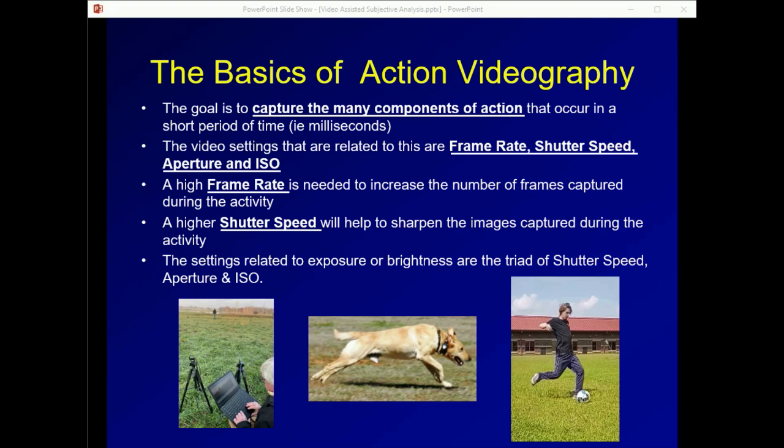A high frame rate is needed to increase the number of frames captured during the activity. A higher shutter speed will help to sharpen the images captured during the activity. The settings most related to brightness or exposure are shutter speed, aperture, and the ISO.